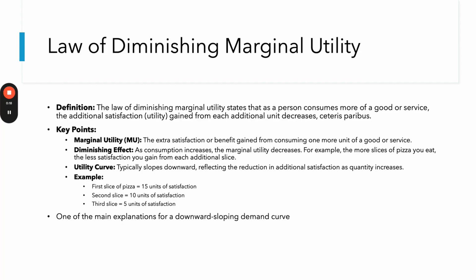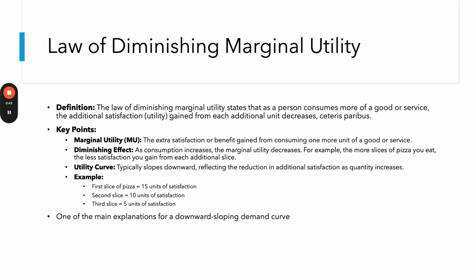The law of diminishing marginal utility states that as a person consumes more of a good or service, the additional satisfaction or utility gained from each additional unit decreases, ceteris paribus, which is a fancy way of saying all else equal. Whenever you see the words ceteris paribus, it just means that assuming only one variable changes and everything else stays the same, then this is true.